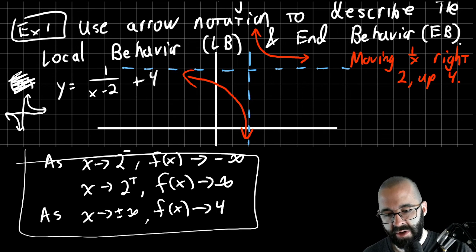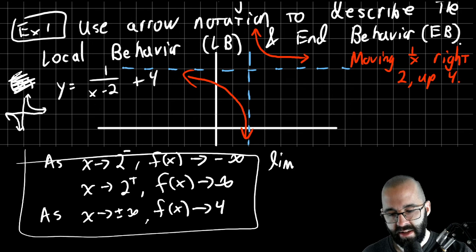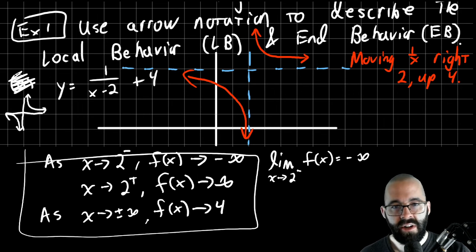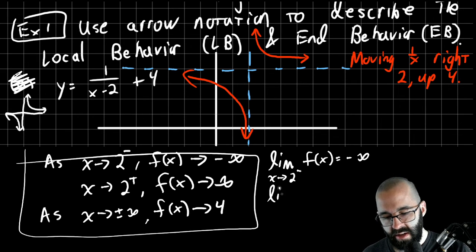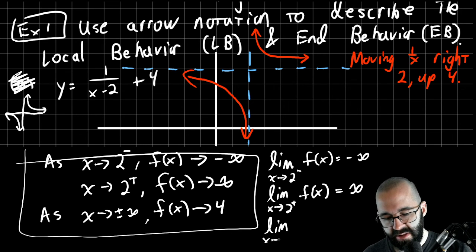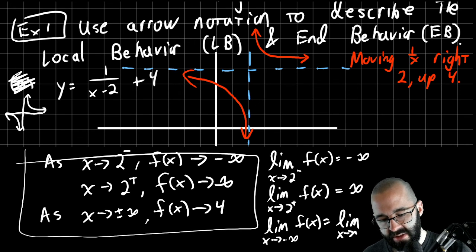You can also use limit notation here. You'd write it as the limit as x goes to 2 from the left of the function is negative infinity. And the limit as x goes to 2 from the right of the function is positive infinity. And the limit as x goes to negative infinity of the function is equal to the limit as x goes to positive infinity of the function, which is equal to 4. We don't usually use the plus or minus here, or at least I haven't seen it.